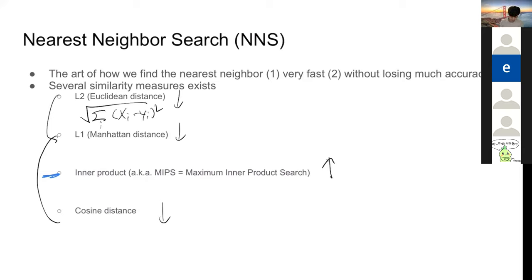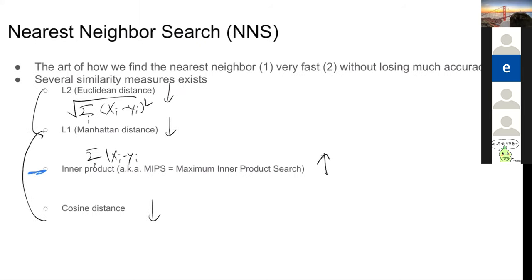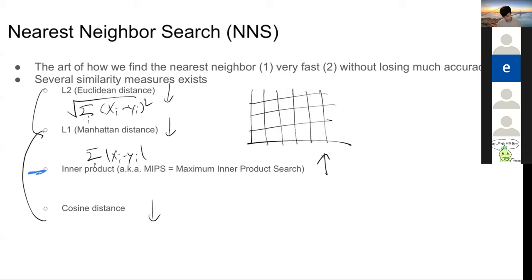What is L1? L1 is actually a bit different. You take the absolute value of the summation of the differences between the two values. Well, actually, you don't need the absolute value here, because if you just sum everything, it will be absolute anyway. So this is Manhattan distance. Why is it also called Manhattan distance, not just L1? Well, if you go to Manhattan, it's all like a grid. If you want to go from here to here, Euclidean distance will be this, but Manhattan distance will be this. So that's why they call it Manhattan distance.